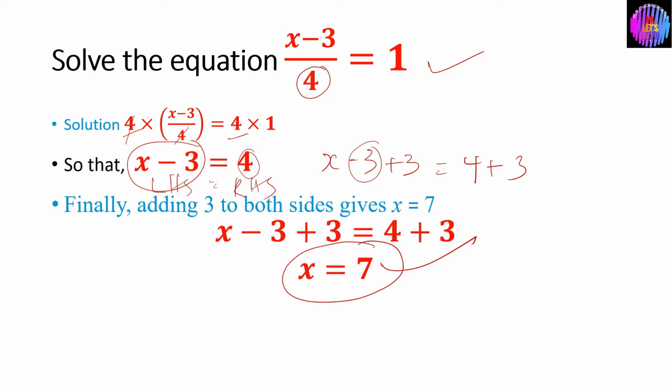Okay, next we will meet again with the new concept, simultaneous equations.